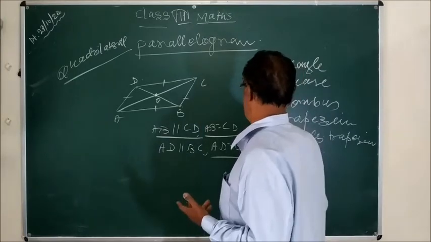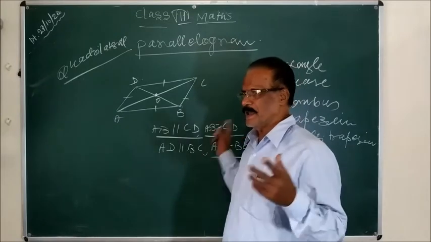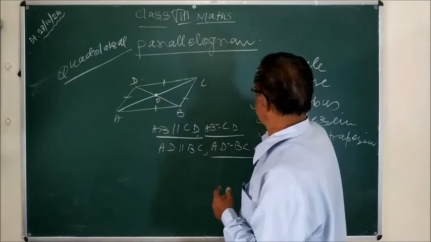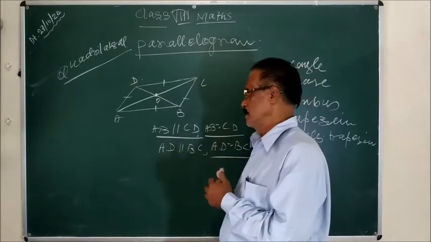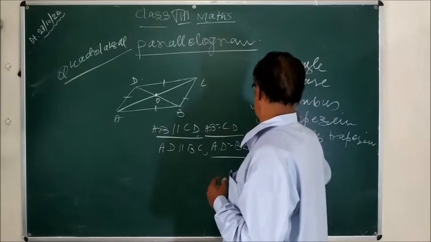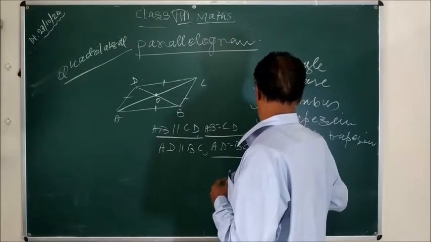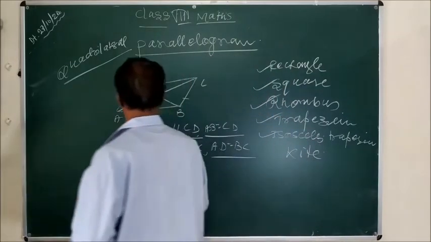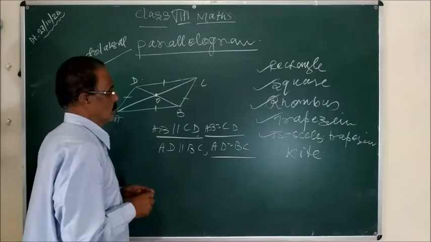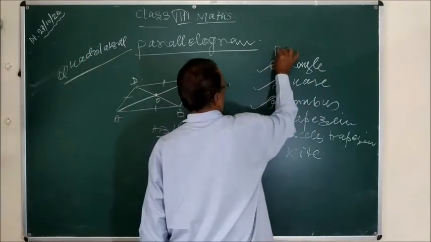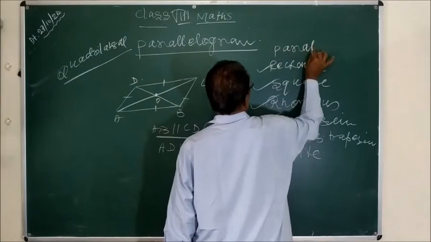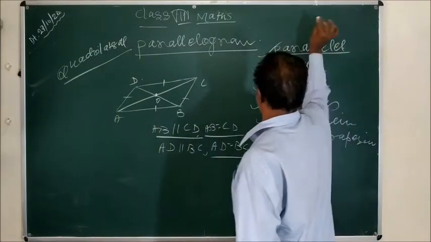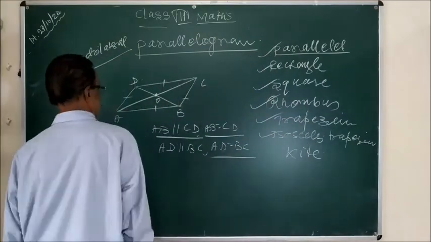All these are quadrilaterals because they are all enclosed by four sides. But these are special kinds of quadrilateral. We can say rectangle, square, rhombus, trapezium, kite, all are quadrilaterals. But a parallelogram is also a quadrilateral because all are enclosed by four sides.